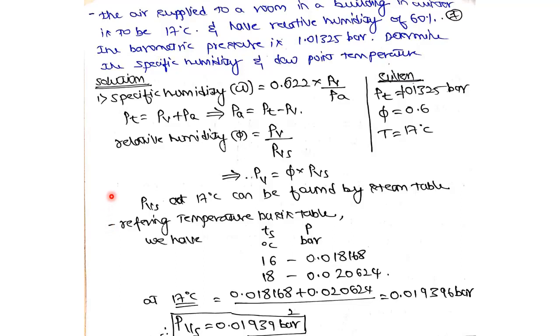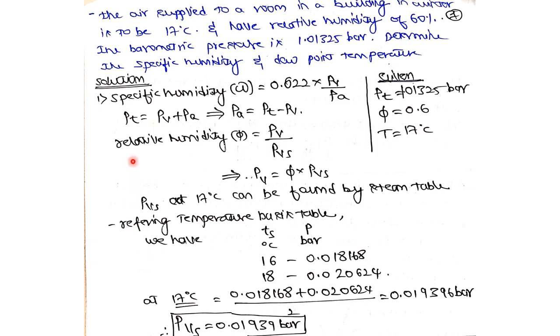In this particular video, we'll discuss the problems on psychometric properties. Before you go into this video, kindly watch the previous video which explains the different psychometric properties, such as specific humidity, relative humidity, humidity ratio, pressure of vapor, dry air, moist air, dew point temperature, dry bulb temperature, wet bulb temperature, and even the degree of saturation. Kindly watch that video once again and note down all the properties along with their formulas to grasp this video very fast.